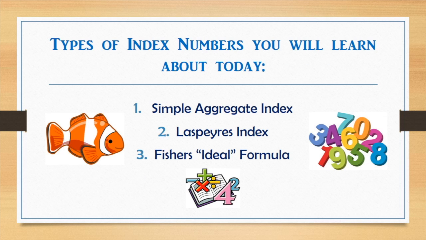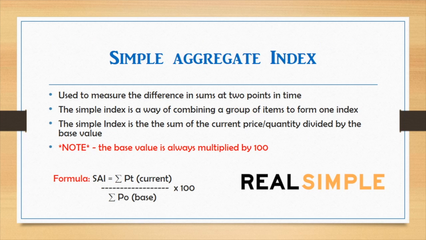So the index numbers we will be talking about in this video are simple aggregate index, Laplace's index, and Fisher's ideal formula. So first we will be talking about simple aggregate index. It is used to measure the difference in sums at 2 points in time. The simple index is a way of combining a group of items to form one index. The simple index is the sum of the current price quantity divided by the base value.